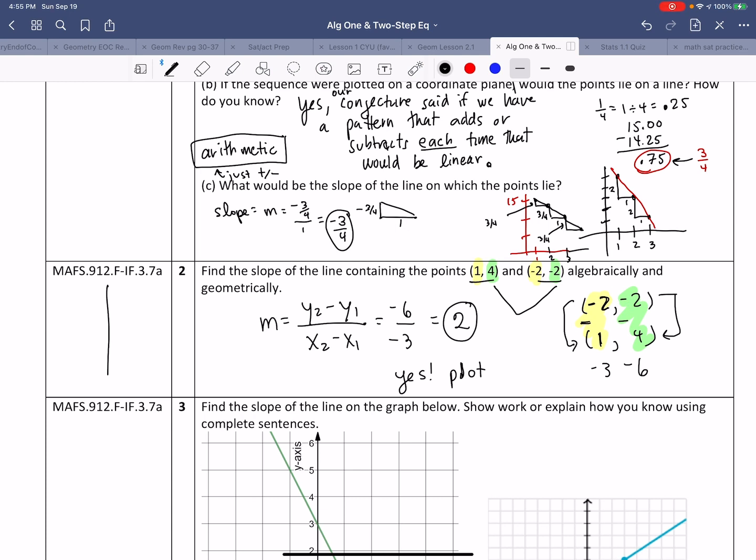So here, 1, 4, 1, 2, 3, 4. And this, -2, -2. What is the slope? Well, it looks like we go up 2 and up another 4. So that's up a total of 6. And we go over 2 and another, that's 3. So notice this is a positive slope because +6/3 is 2.